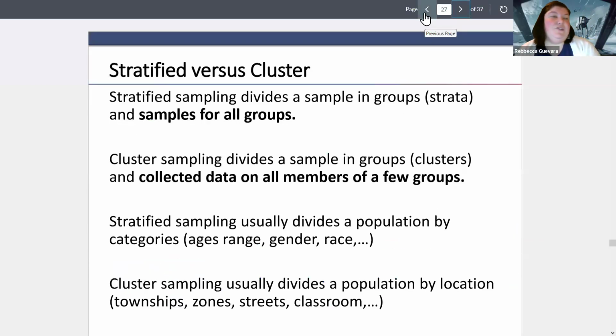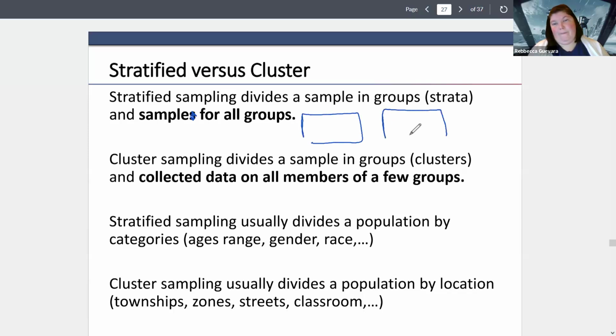So I add this in here, stratified versus cluster, because like I said, they sound the same. Stratified sampling divides a sample into groups, which are strata, and we sample from each group. So each one of our groups, we take a sample from. So we just take a little portion of it.